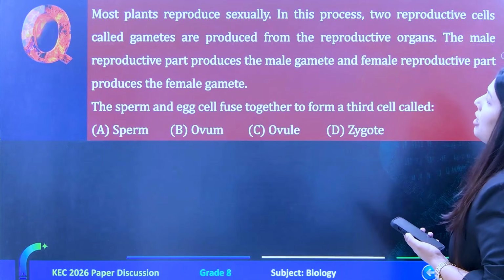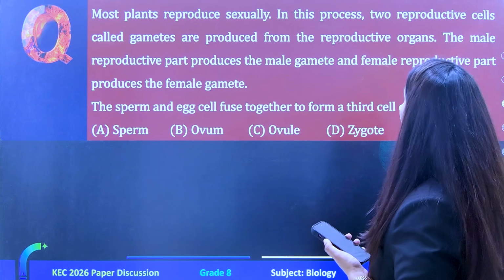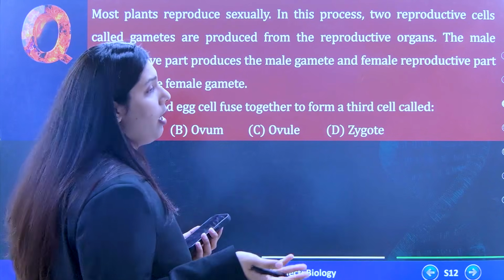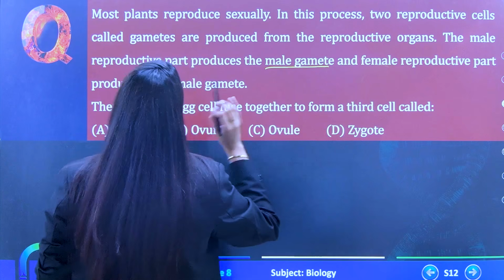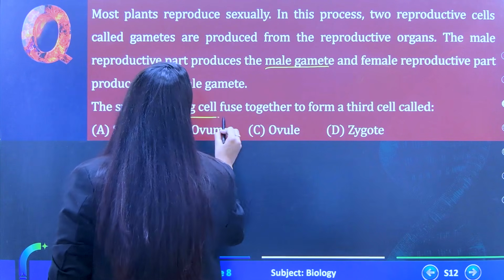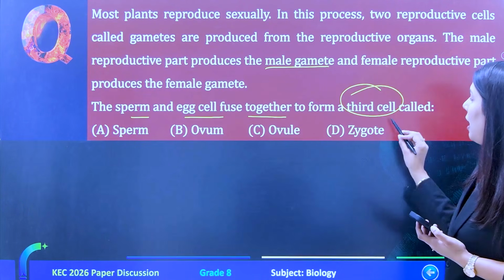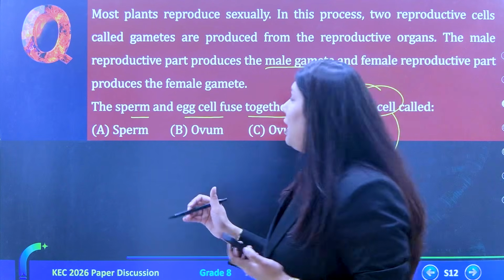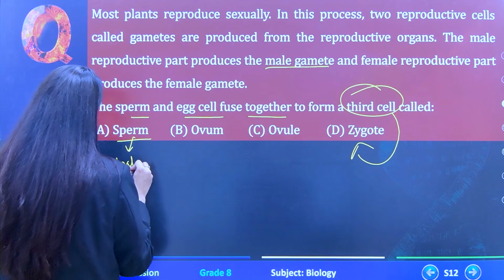Okay. The next. Most plants reproduce sexually. In this process, two reproductive cells called gametes are produced from reproductive organs. The male reproductive part produces the male gamete, whereas the female reproductive part will produce the female gamete, right? The sperm and egg fuse together to form the third cell. What is the third cell known as? The third cell is known as zygote. This sperm is actually a male gamete.